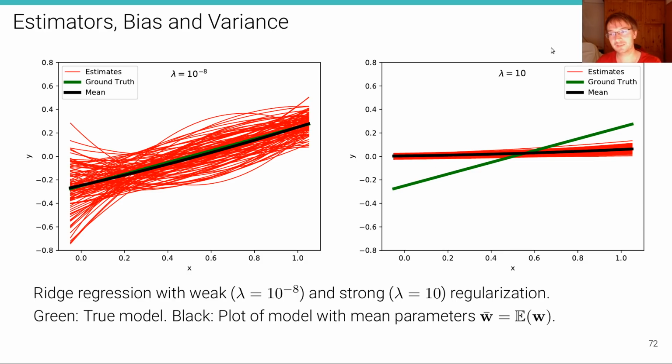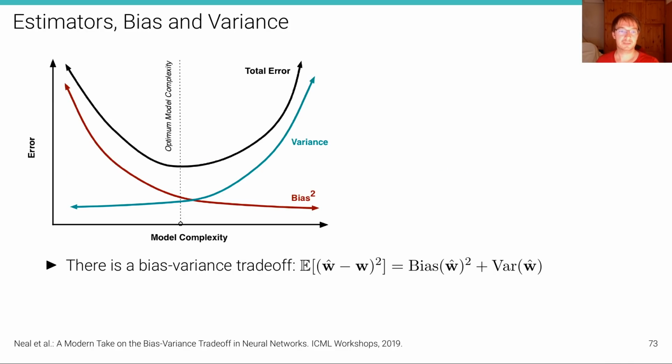On the other hand, if we choose a strong regularizer, we obtain less variance in the predictions. You can see that these red lines vary much less than before. However, the model has a bias. If we look at the mean, again, of the parameters of these red estimates here, we see that the corresponding model deviates much more strongly here from the true model in green. And this is illustrated here.